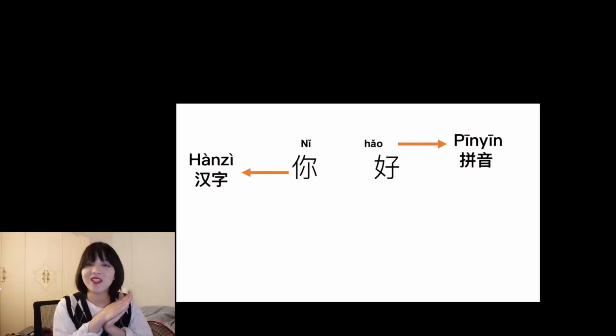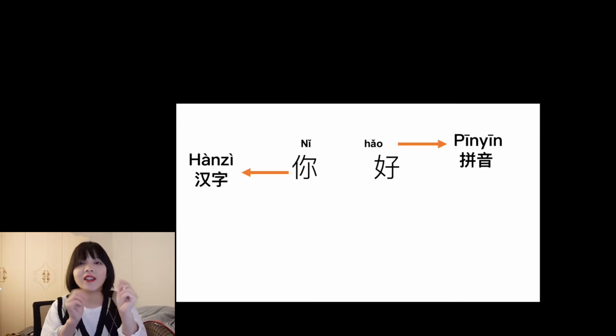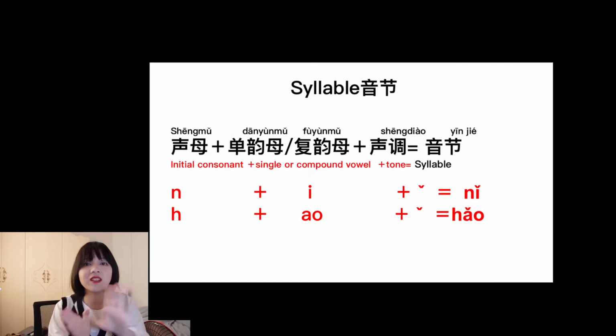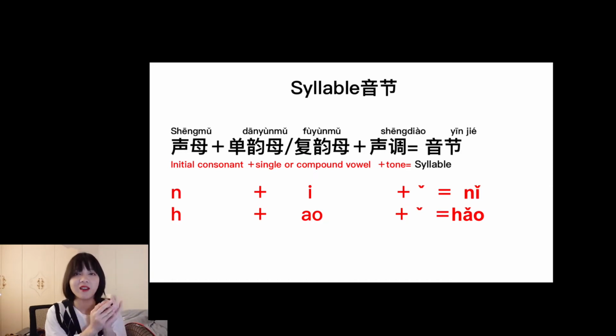Okay, now let's get into pinyin. Each pinyin is a syllable, and a syllable consists of several parts. There is the initial consonant, and there is the vowel, like a single vowel or compound vowel. The most important thing is the tone sound. That's totally different from other languages. We have four basic tones, and see all the pictures I posted. There is the initial consonant, single vowel or compound vowel. Okay, I see some of you already feel dizzy, but that's okay.